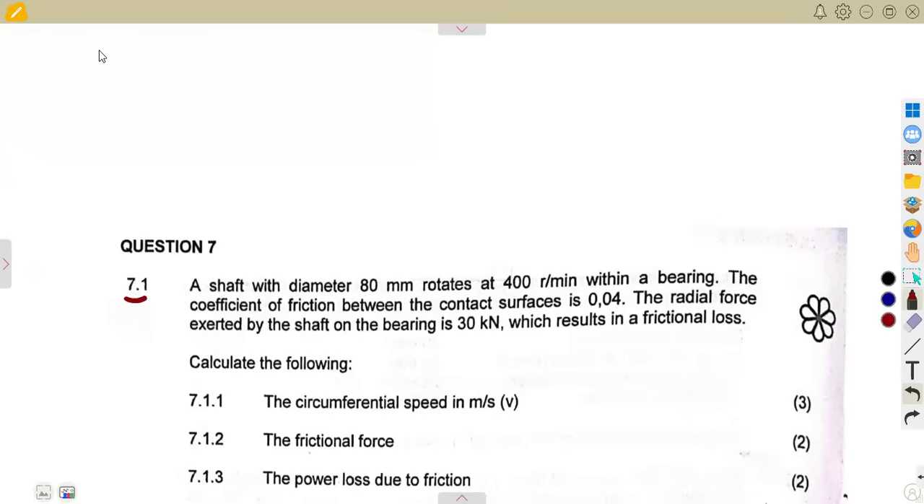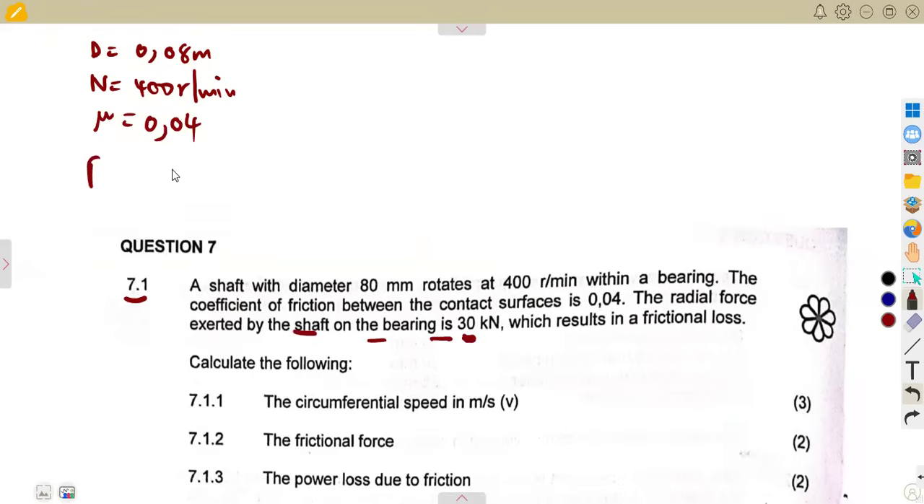A shaft with a diameter, we are given the diameter of the shaft. That's 0.08. If you divide by 1,000, 0.08 meters. It rotates at the speed. You are given the speed of rotation, revolutions per minute, within a bearing. The coefficient of friction, there we have the coefficient of friction, which is 0.04. The radial force exerted on the shaft bearing is 30 kilonewton. The radial force is the force that is being applied like this. So it's just like a normal reaction force. The radial force is actually the normal reaction that is being applied.